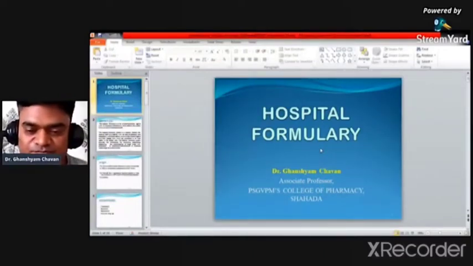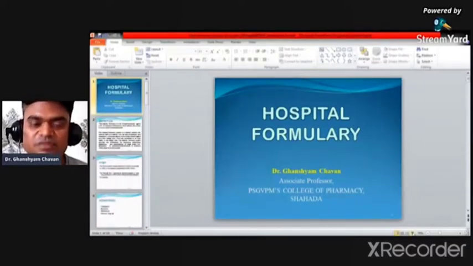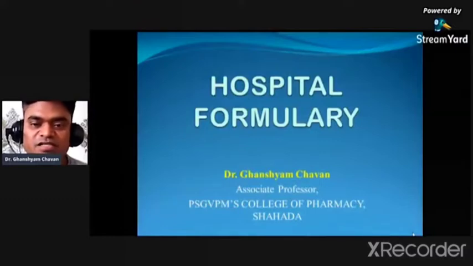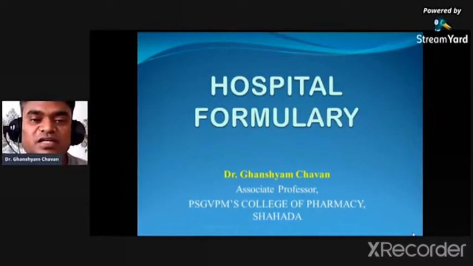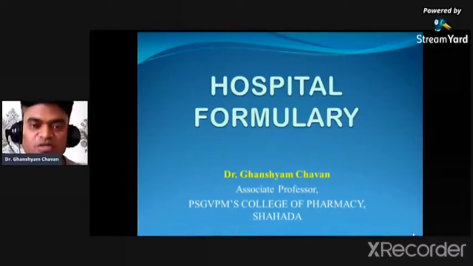Hospital formulary. What is that? It is nothing but the formulary which contains the various drugs and various information of that drug. It is nothing but the hospital formulary.